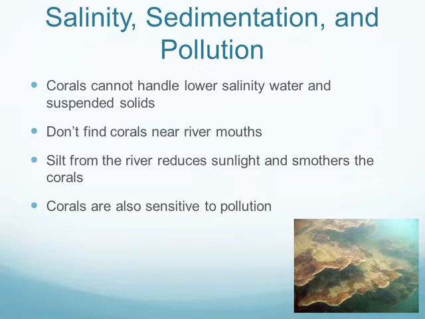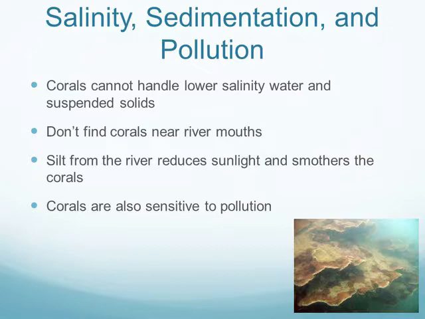If suspended solids or sedimentation cover the corals, like you see in the image there, that doesn't allow the coral or the coral polyps to get any nutrients or any sunlight. So in a way, it's kind of suffocating itself when sedimentation covers a coral like that. And that's typically why you don't find corals near river mouths, because river mouths tend to have a lot of sedimentation. Any silt that gets into the water just floats around.